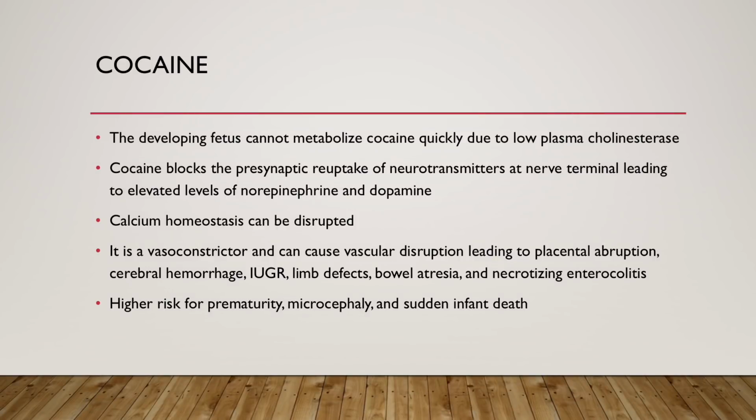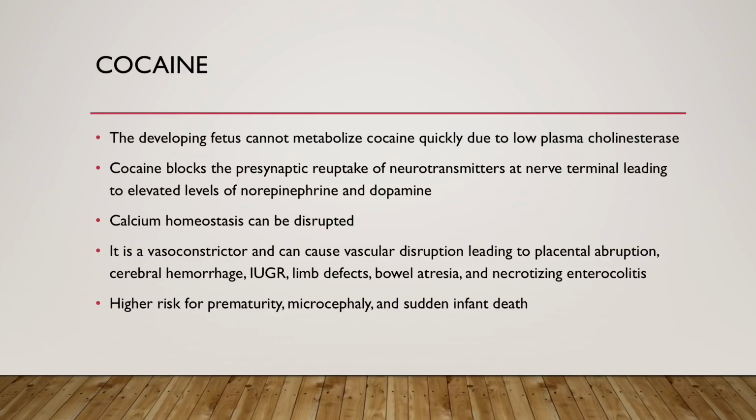The next teratogen is cocaine. The developing fetus cannot metabolize cocaine quickly as it does not have much plasma cholinesterase. Cocaine blocks the presynaptic reuptake of neurotransmitters at the nerve terminal, leading to elevated levels of norepinephrine and dopamine. These in the adult with high levels of norepinephrine and dopamine that are sustained can cause psychosis. Calcium homeostasis in the fetus can also be disrupted due to cocaine.